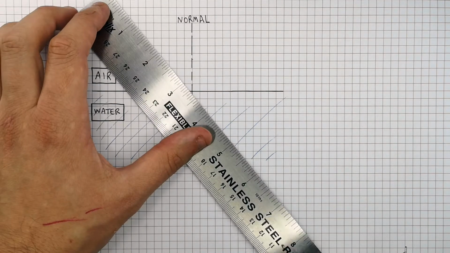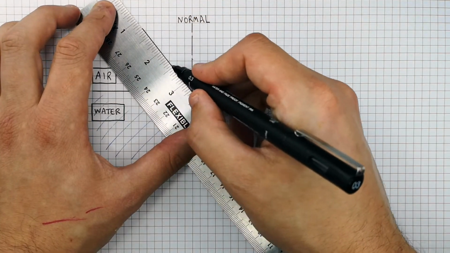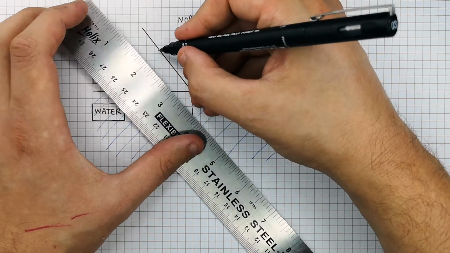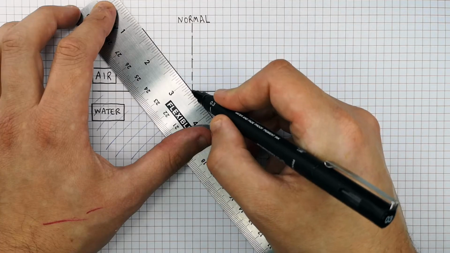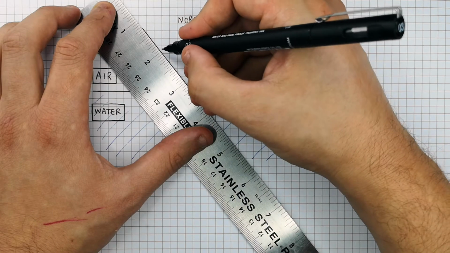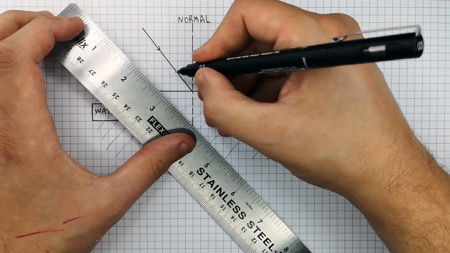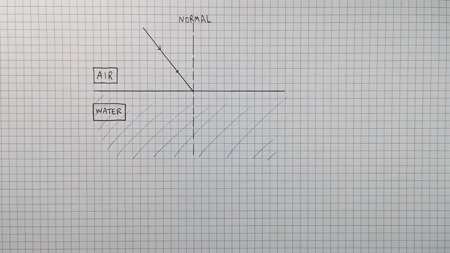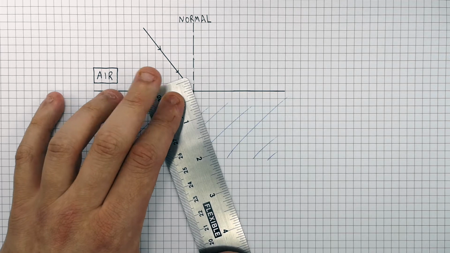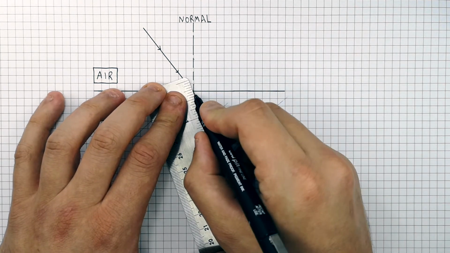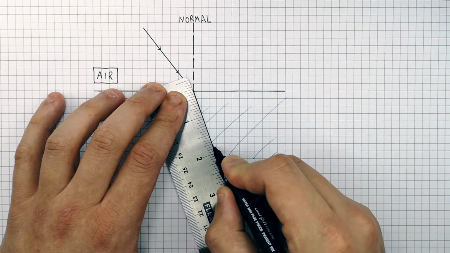So this is a light ray that is being shone at the water from the air. So it's being shone towards the boundary between air and water. So this here is the incident ray. The incident ray is being shone towards the boundary, and the incident ray is what approaches the boundary. And as it crosses from one material into another, the incident ray is going to refract.